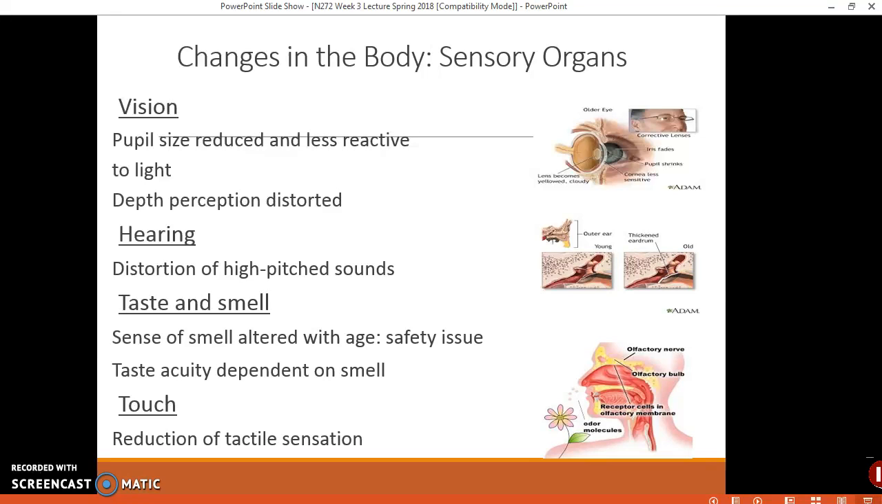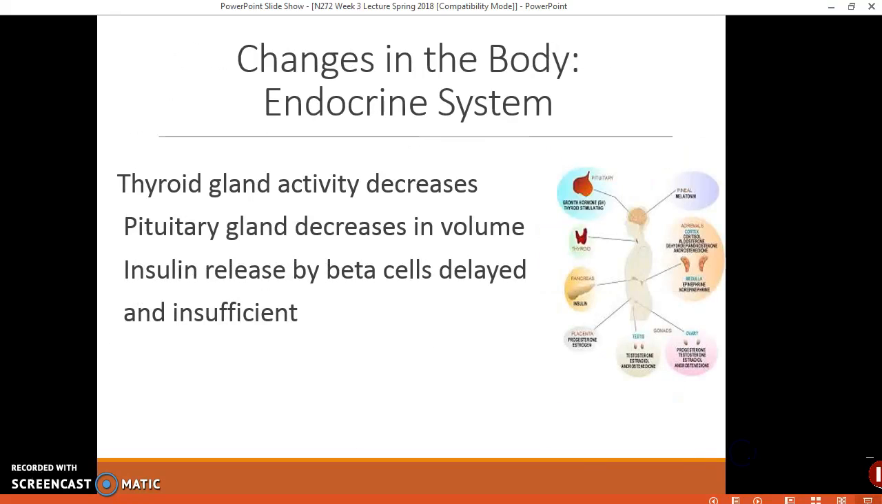Touch, reduction of tactile sensation, which makes it very dangerous sometimes, especially in the presence of disease like diabetes, where there's already been an issue with blood flow to the extremities, to the hands. They become numb. They don't realize if they touch something hot, if they burn themselves, they don't realize that it's there. And part of that is because of this reduction of tactile sensation.